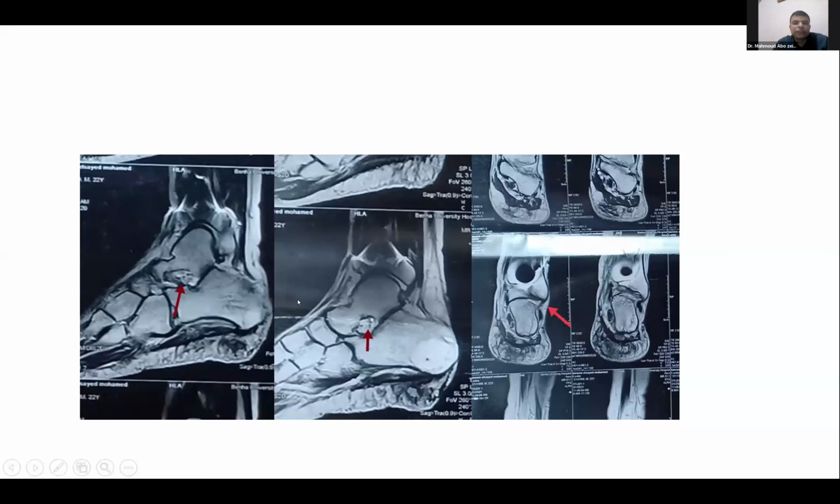There is no consensus regarding the most important stabilizer for the subtalar joint. Which ligament is the most important stabilizer for the subtalar joint? Is it the interosseous ligament? Is it the cervical? Is it the calcaneofibular ligament? There is no evidence for the most important ligament.